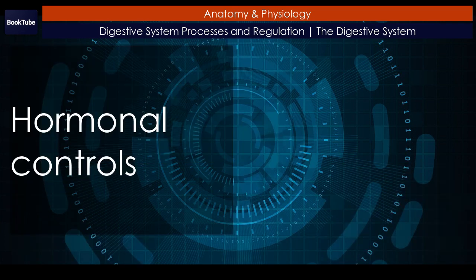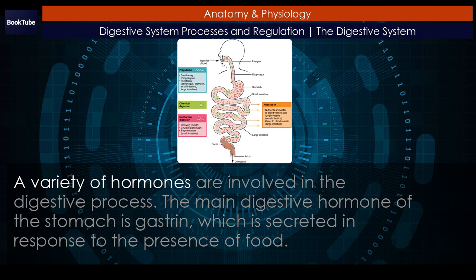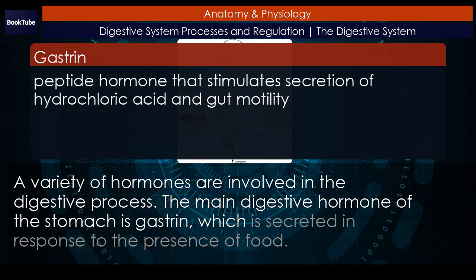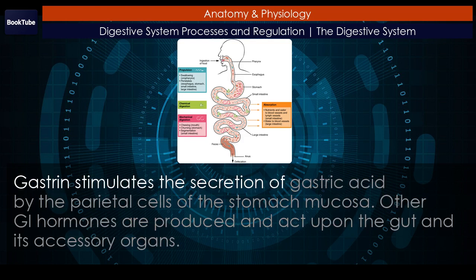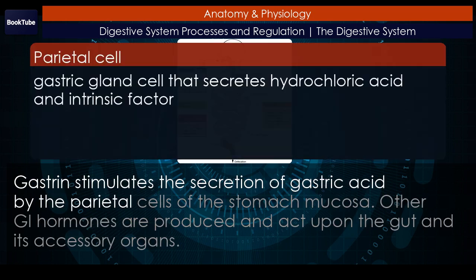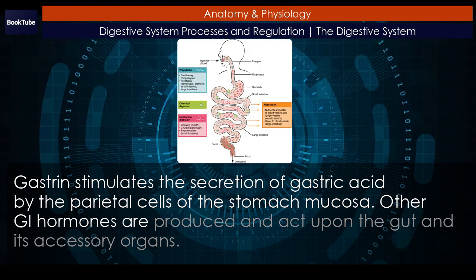Hormonal controls. A variety of hormones are involved in the digestive process. The main digestive hormone of the stomach is gastrin, which is secreted in response to the presence of food. Gastrin stimulates the secretion of gastric acid by the parietal cells of the stomach mucosa. Other GI hormones are produced and act upon the gut and its accessory organs.